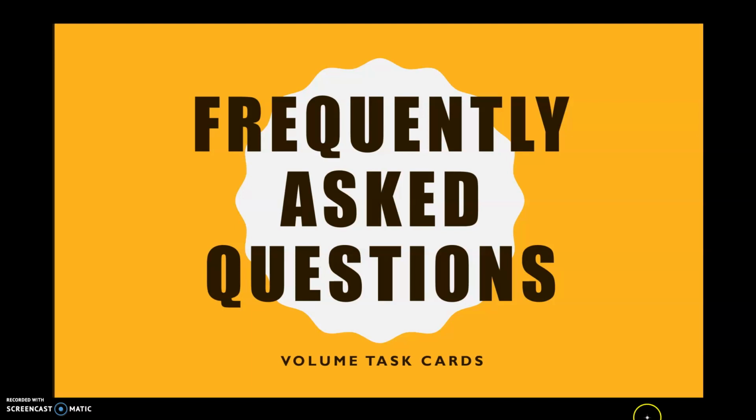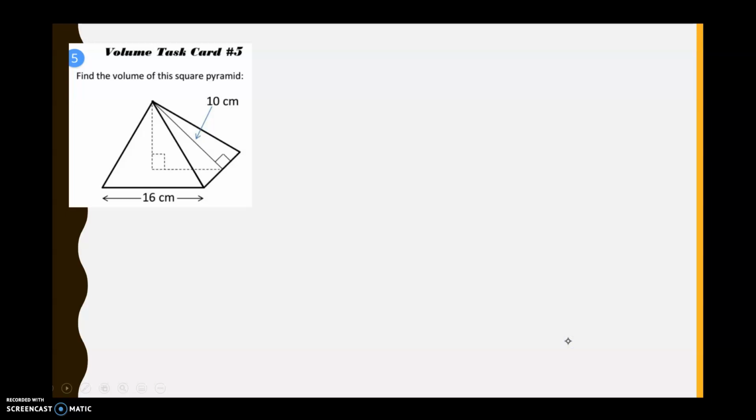All right, guys, 3 questions on last night's homework volume task cards. The first one was number 5. Asked to find the volume of the square pyramid. Your volume is equal to 1/3 big BH. So you're going to get 1/3 your big B, area of the base.